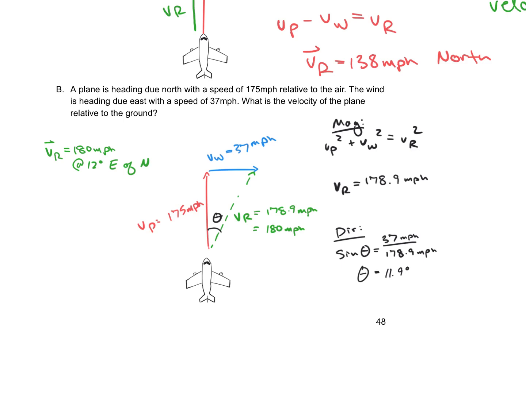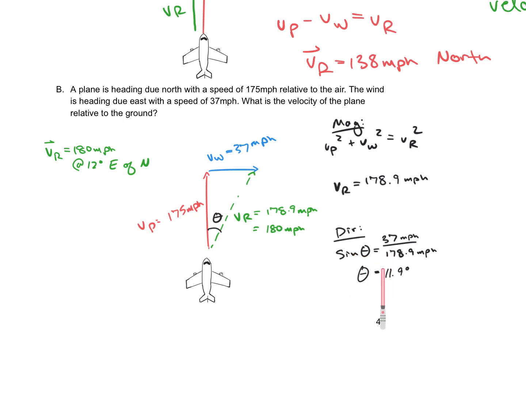So that's the magnitude, but velocity is a vector. It's got direction and magnitude. So you have to specify what angle it should be at and in which direction. Because we know all three sides of the triangle, you can use any of the trig functions. I used the sine trig function. So the sine of this angle is 37 over 180, and so the angle is 12 degrees.